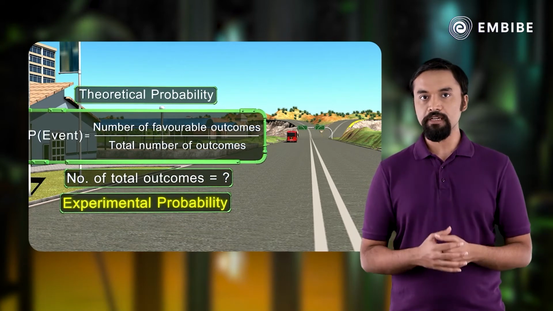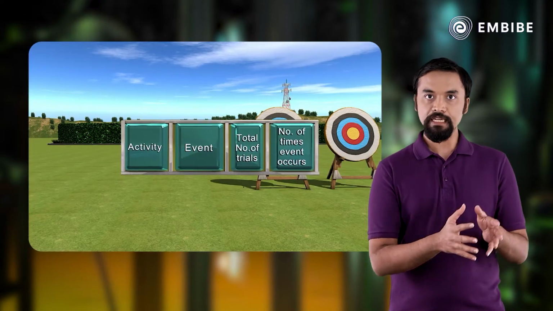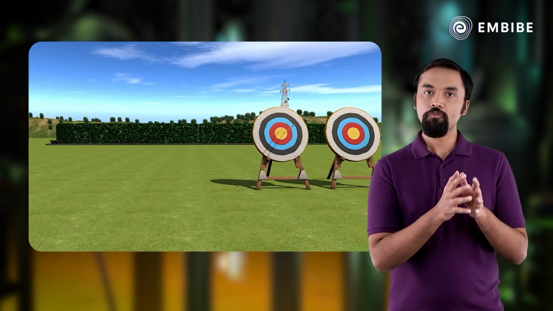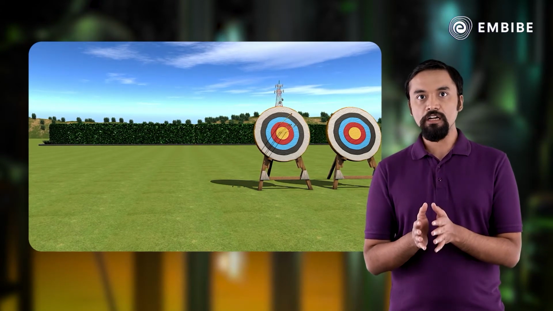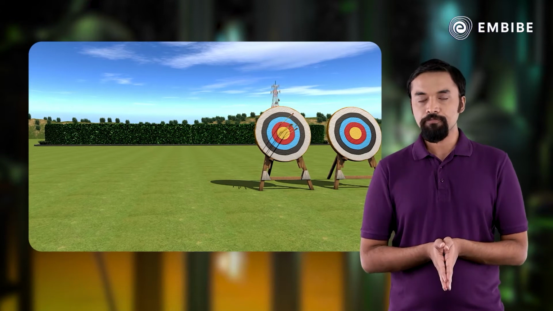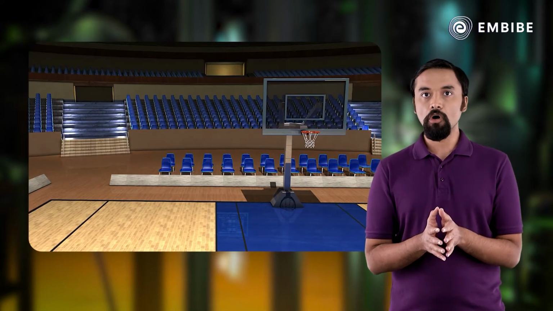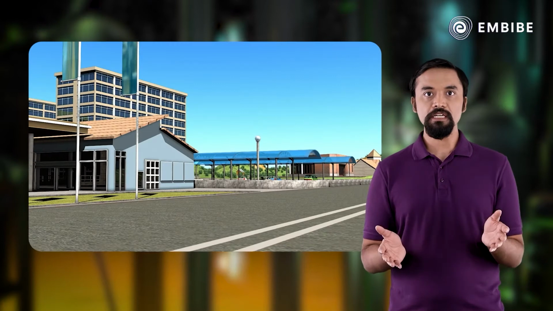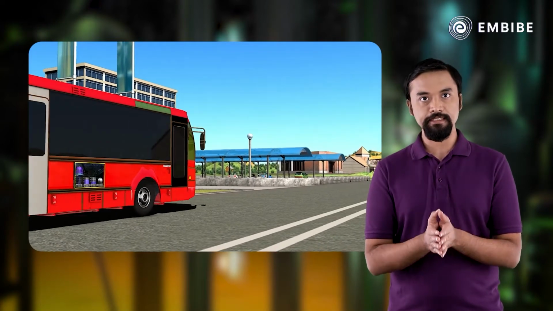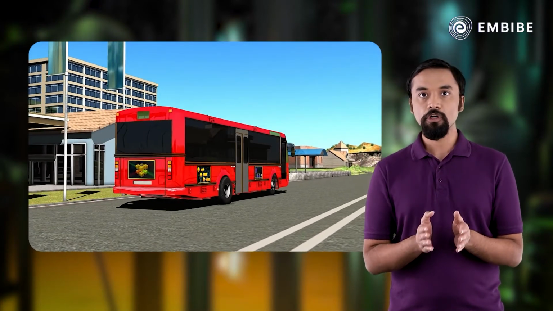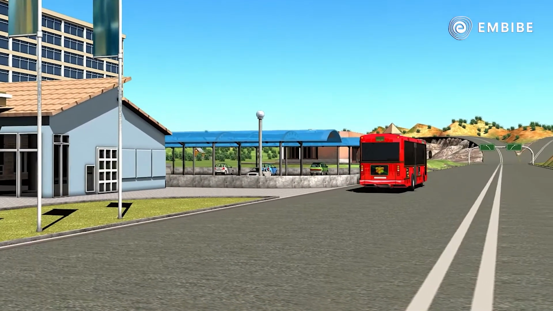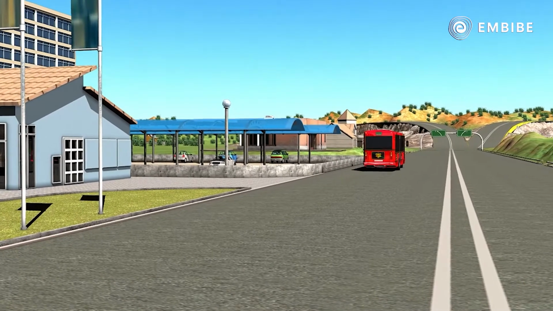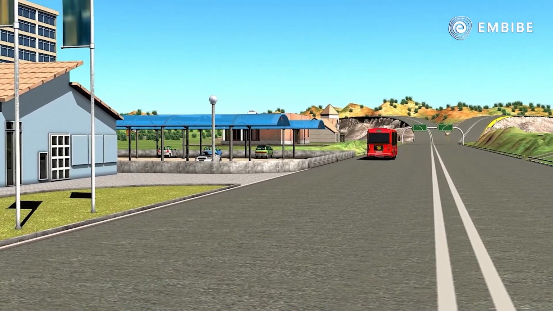To find the probability for such events, we use the approach of experimental probability. We collect the data for the same activity from earlier trials. For example, the record of the archer hitting the bullseye, the player throwing the ball in the basket, or the bus reaching the destination in time. Each attempt or activity is a trial. Then the experimental probability is the ratio of the number of times the event occurs to the total number of trials.